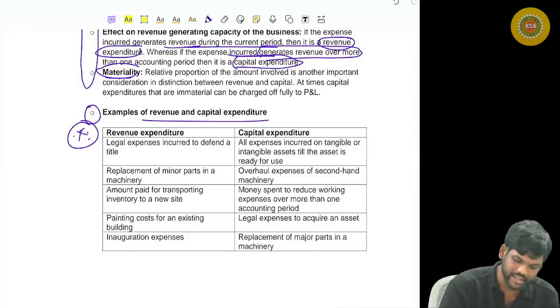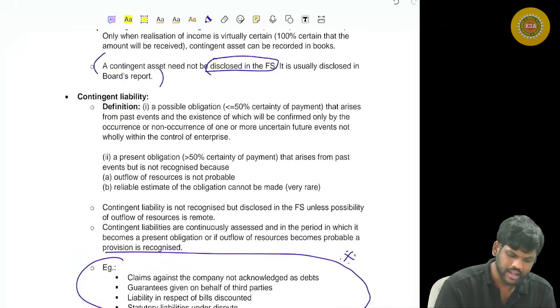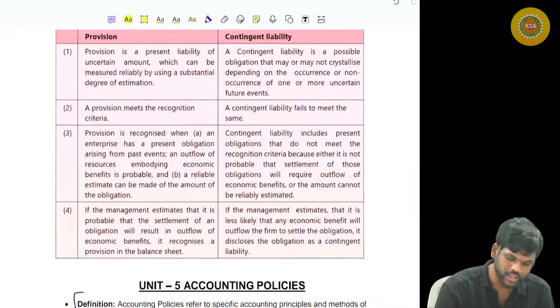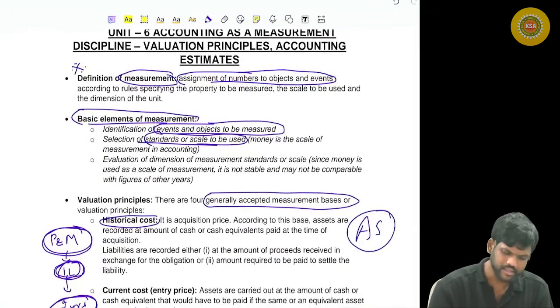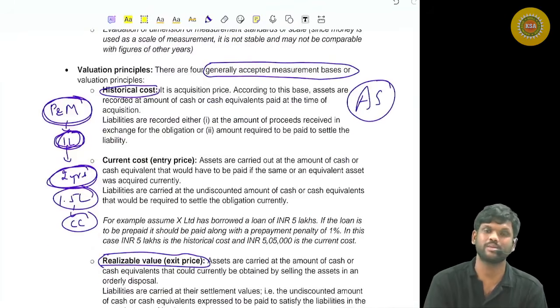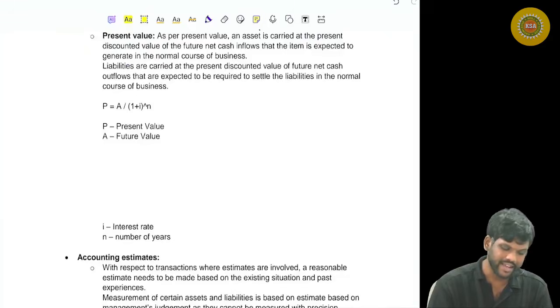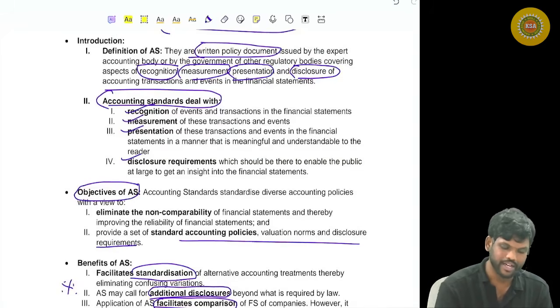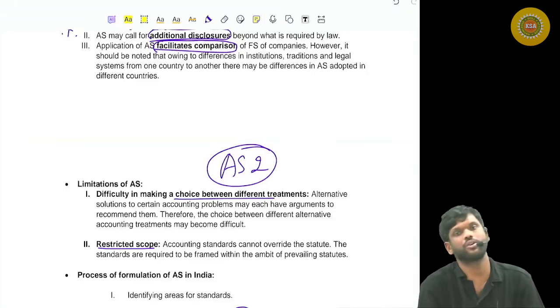And then next, contingent liability and contingent asset definitions, go through them already. This can also come in true or false. And then the 4 bases of measurement: historical cost, current cost, realizable value, present value, go through them. In AS, mainly the objectives, benefits and limitations, go through them well. The definition of AS we have already studied.